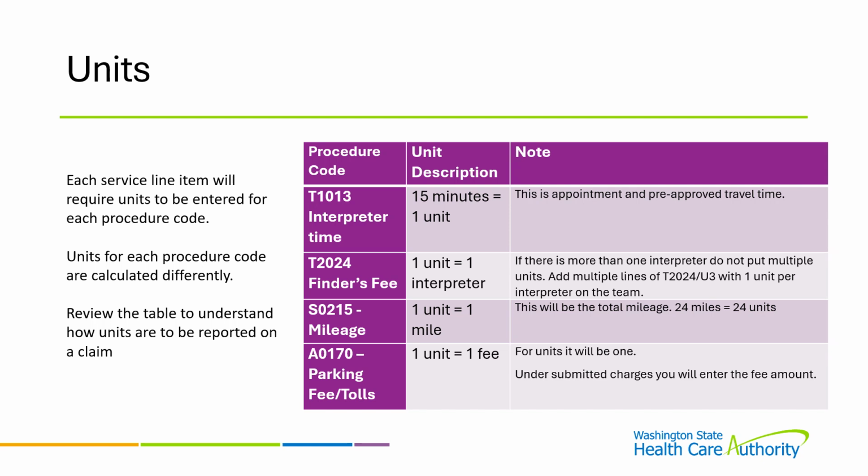All mileage claims for the same client and the same date of service, whether billed on multiple claims or on a single claim, that exceed 200 miles will be suspended by the system. If this happens, you should send an email to our interpreter services inbox with the claim number and request that the team review and release the claim for payment.